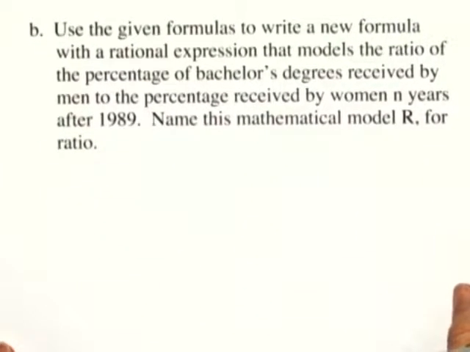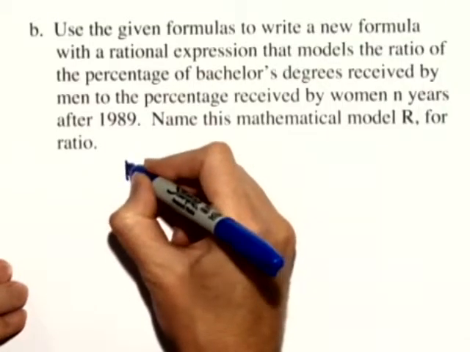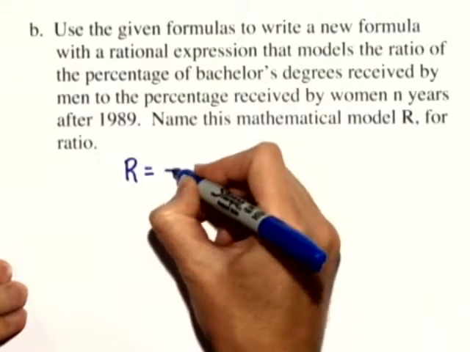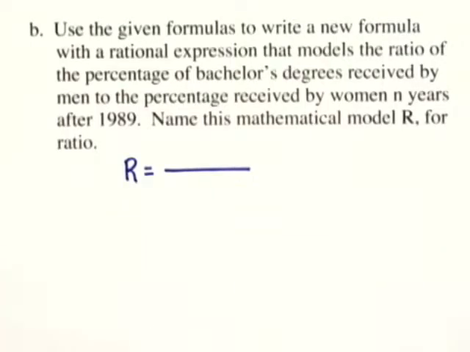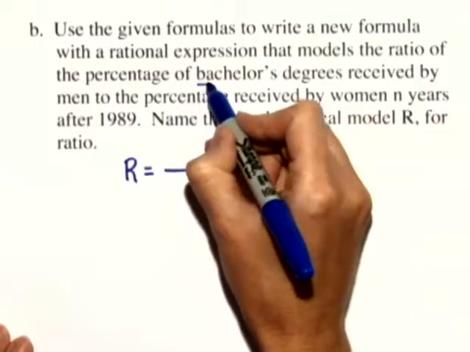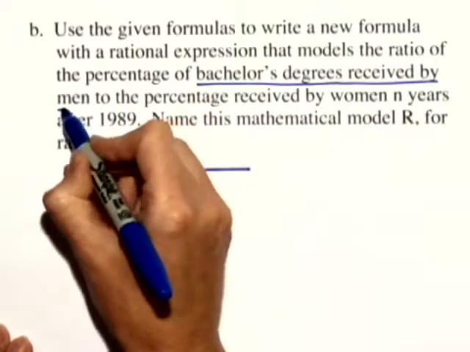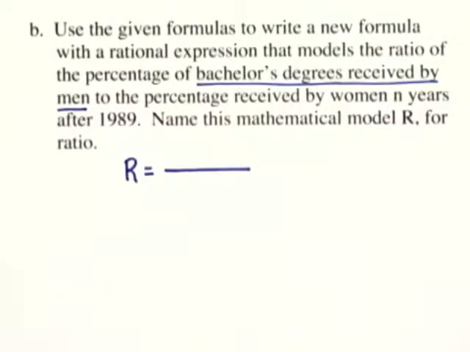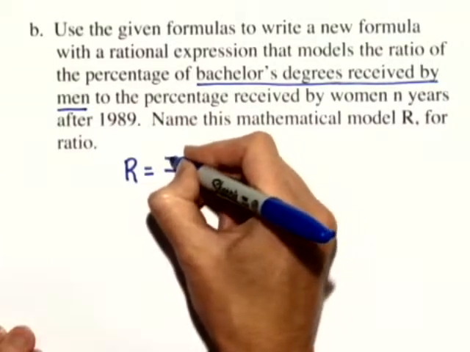In Part B, we want to use the given formulas to write a new formula with a rational expression that models the ratio of the percentage of bachelor's degrees received by men to the percentage received by women n years after 1989. Name this mathematical model R for ratio. It's important whenever we write a ratio to write in the numerator the first item given. In this case, we want the ratio of the percentage of bachelor's degrees received by men to be up in the numerator.